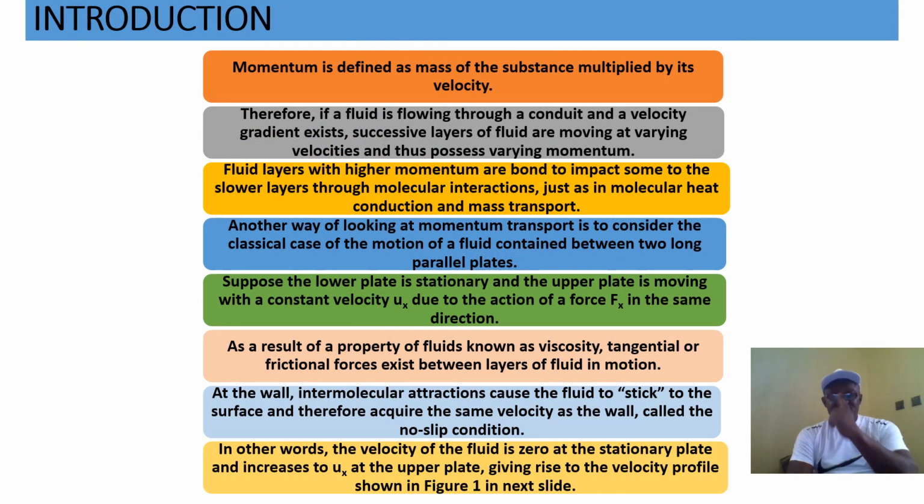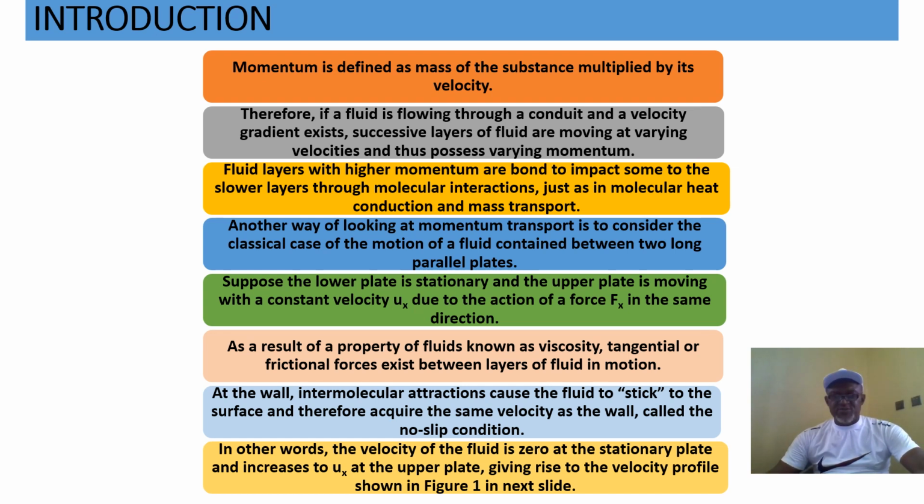Momentum is defined as mass of a substance multiplied by its velocity. Therefore, if a fluid is moving through a conduit and a velocity gradient exists, successive layers of fluid are moving at varying velocities and thus possessing varying momentums. So once the velocity is different, then momentum is also different. Fluid layers with higher momentum are bound to impart some to the slower layers through molecular interactions, just as in molecular heat conduction and mass transport. So the same thing we saw in mass transport will also occur in momentum transport.